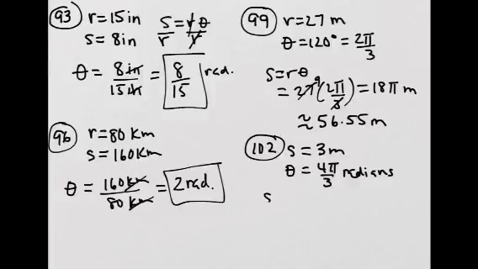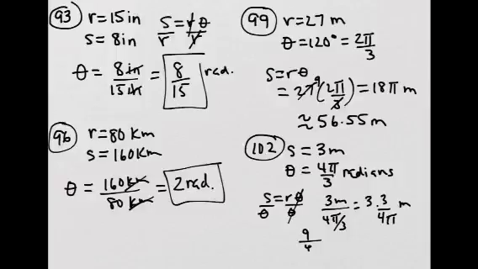So S equals R theta. So now we're solving for R because we have S and theta. So I'm going to divide by theta on both sides to leave R by itself. So it's 3 meters divided by 4 pi over 3. So that's 3 times 3 over 4 pi meters. So I've got 9 over 4 pi meters as an exact value. So now I'm going to take a calculator to get the approximate.